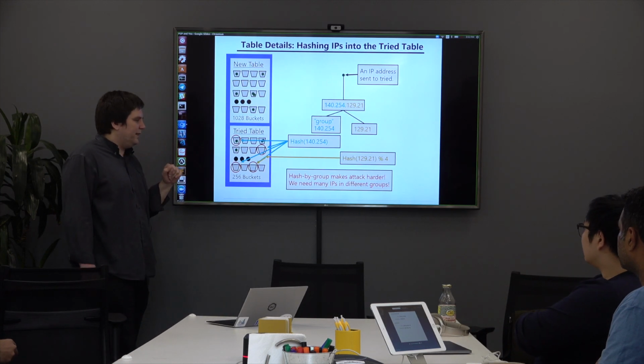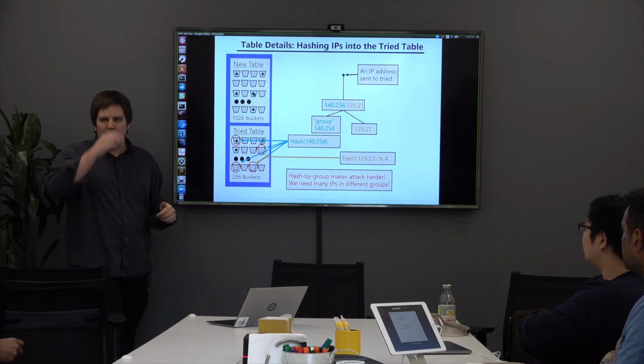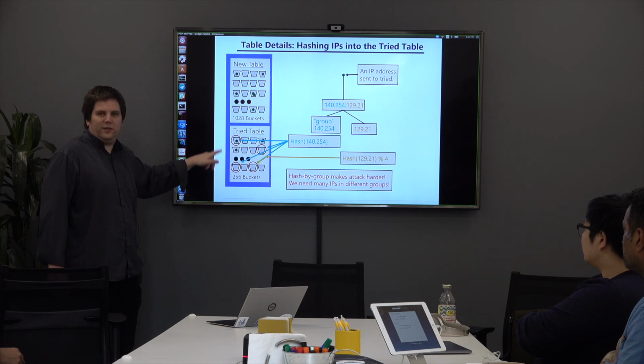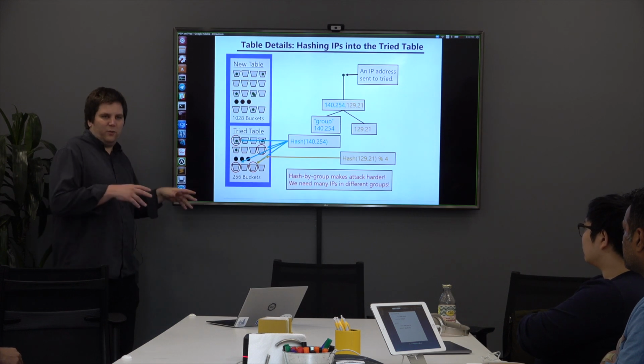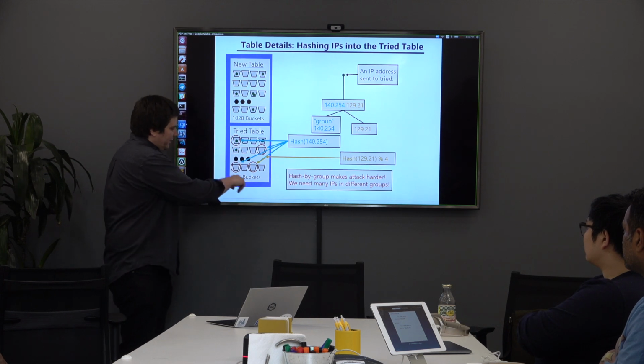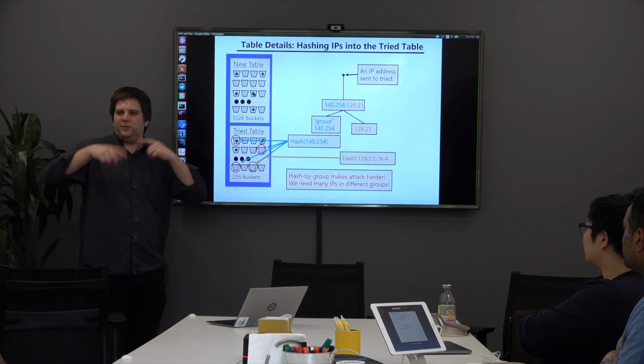And this actually makes the attack much harder, and a really smart design decision on the part of the Bitcoin devs. If you have, say, a particular /16 and you want to fill it in, you're only going to be limited to these four buckets, and there's 256 buckets in here. So you'll just start replacing yourself.